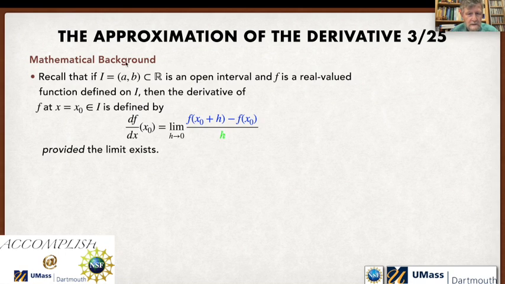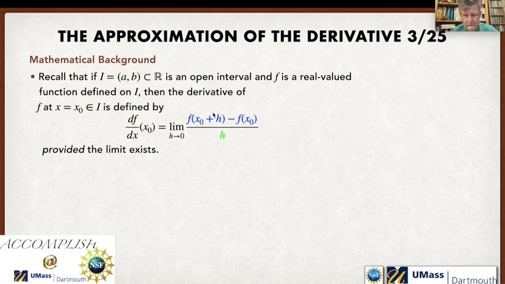Recall that you need an open interval. That's what this represents here. It's all the points between A and B, but A and B are not themselves included. You need a real-valued function defined on this interval, and you need a point x0 within the interval. Given this information, you can define the derivative at x0 by this limit.